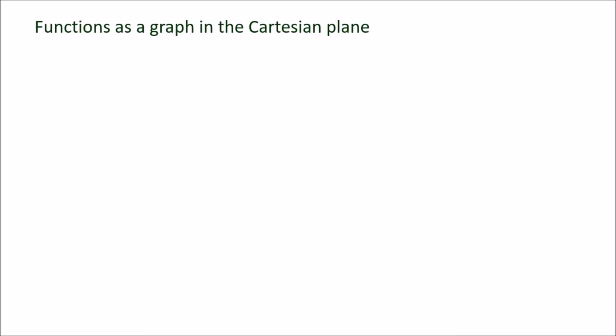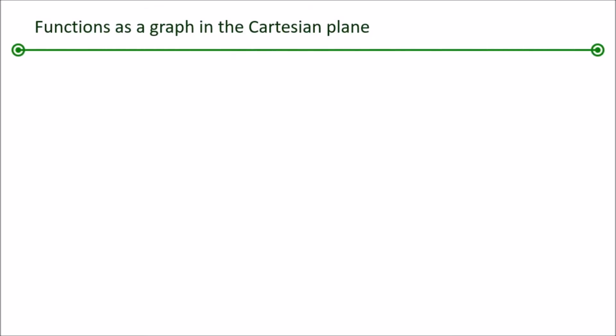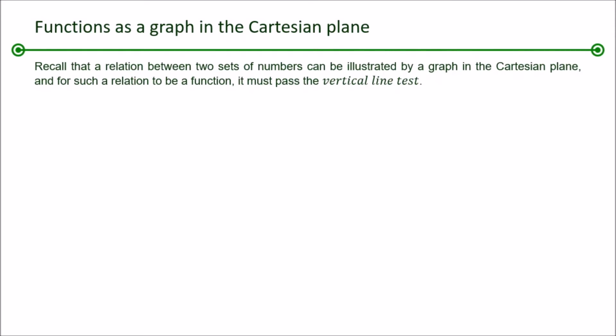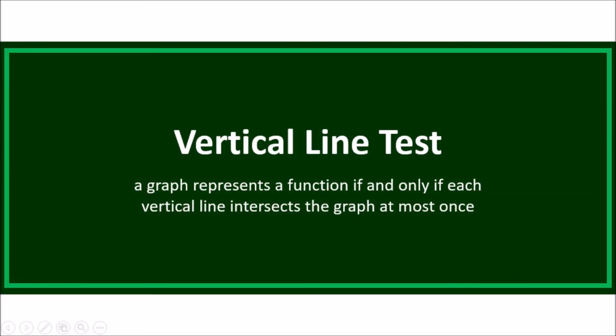Functions as a graph in the Cartesian plane. Recall that a relation between two sets of numbers can be illustrated by a graph in the Cartesian plane, and for such a relation to be a function, it must pass the vertical line test. A graph represents a function if and only if each vertical line intersects the graph at most once. This is the vertical line test.